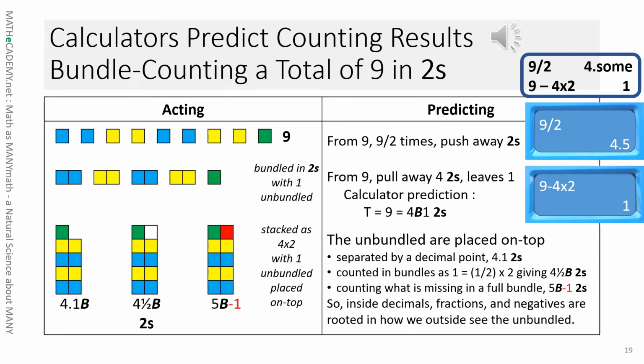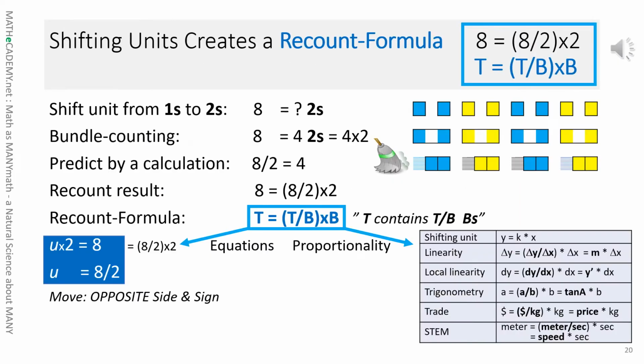So decimals, fractions, and negatives are rooted in how we see the unbundled. Shifting units creates a recount formula. To recount 8 in 2s, division predicts the result: 8 over 2 is 4. So 8 is 4 2s, or 8 is 8 over 2 times 2. So T is T over B times B. This recount formula occurs all over STEM, and it also solves equations.